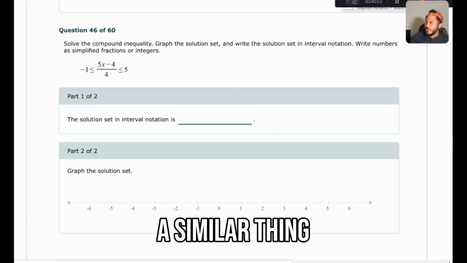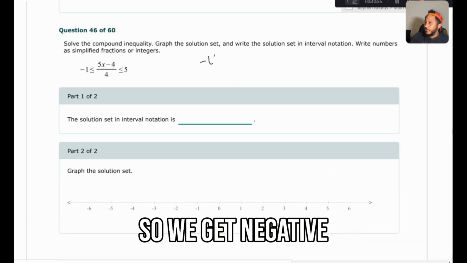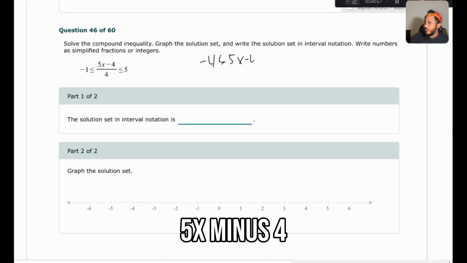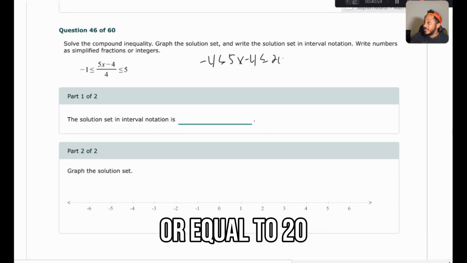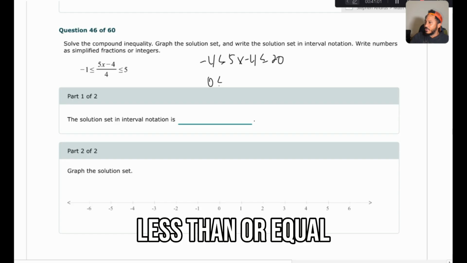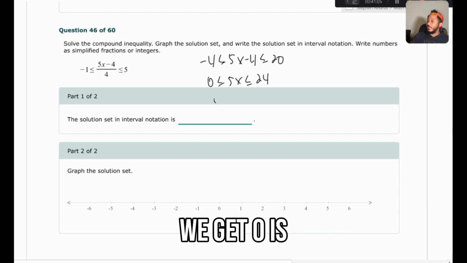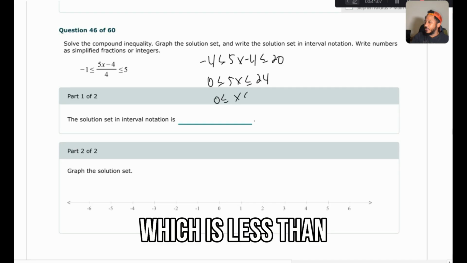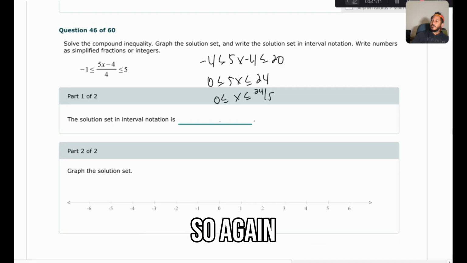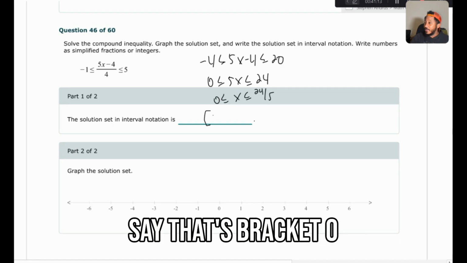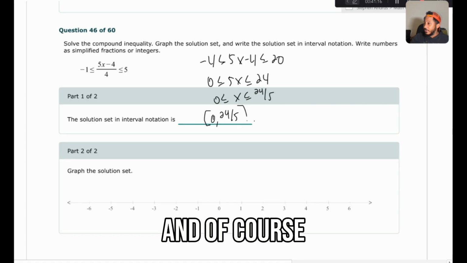So here we're going to do a similar thing, right? Multiply everything by 4, so we get negative 4 is less than or equal to 5x minus 4, which is less than or equal to 20. Adding 4, we get 0 is less than or equal to 5x, is less than or equal to 24, and then dividing by 5, we get 0 is less than or equal to x, which is less than or equal to 24/5. Okay. So again, in interval notation, we'd say that's bracket 0 to 24/5. And of course, we graph it normally.